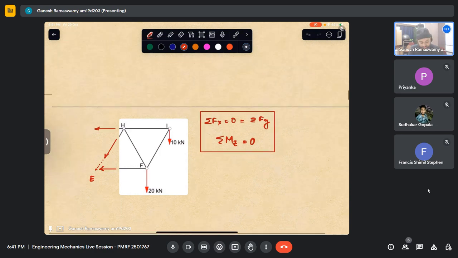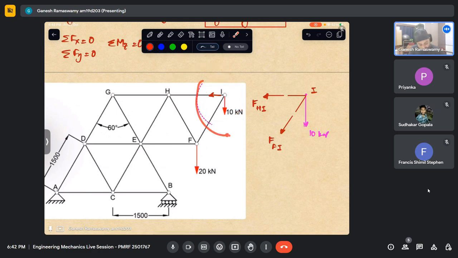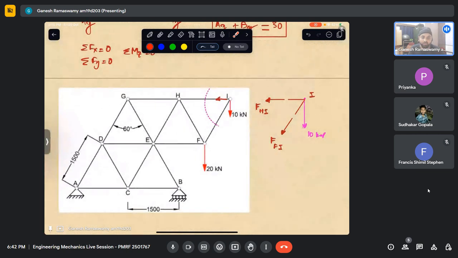Now it is easy to see that method of joints is nothing but a subset of method of sections where we isolate only one joint. If I just, instead of cutting it here, if I were to cut it here, it becomes method of sections. So it is one and the same. Just that the joint happens to be concurrent, so it is a little more time consuming.